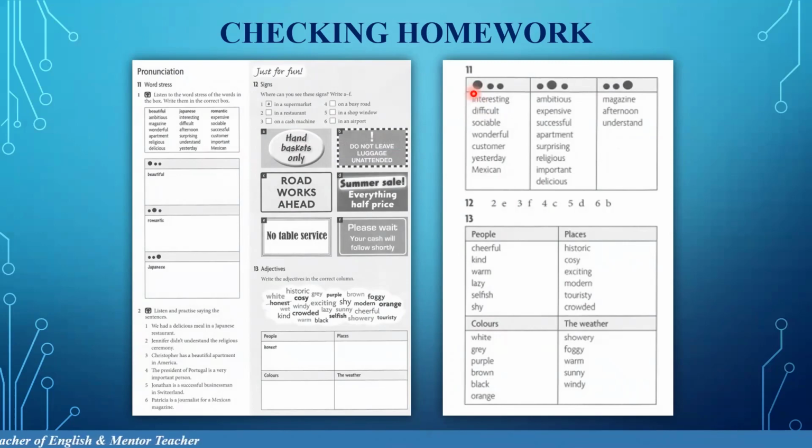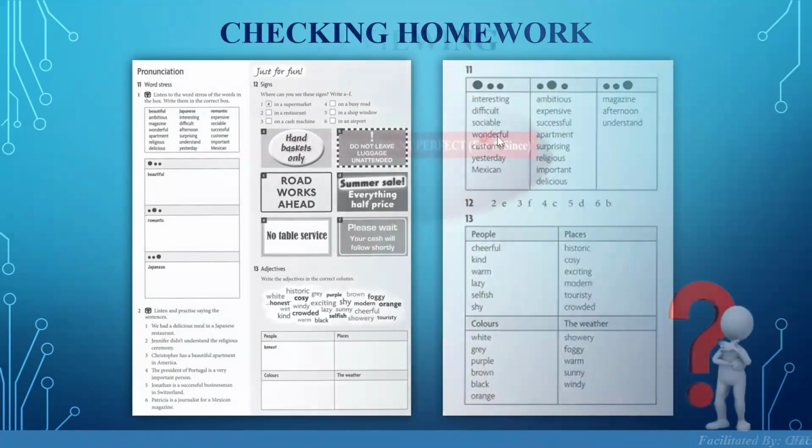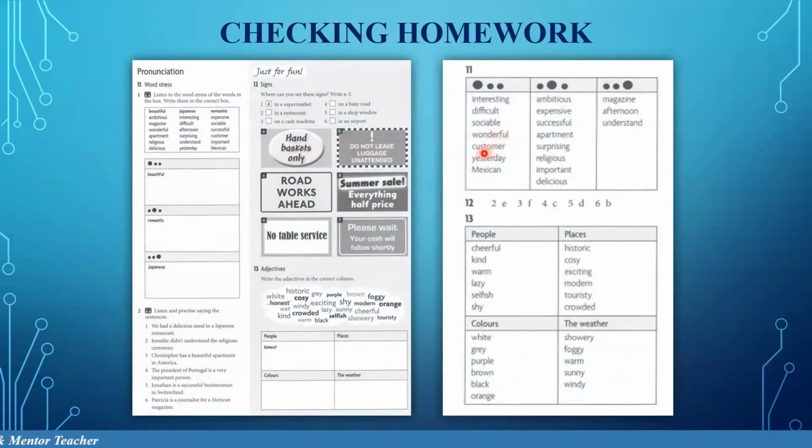Like interesting, you stress on the first syllable, in. Difficult, you stress on dif. Sociable, wonderful, customer, yesterday, Mexican. So we stress on the first syllable of each word. And in this column, we are going to stress on the middle of each word.